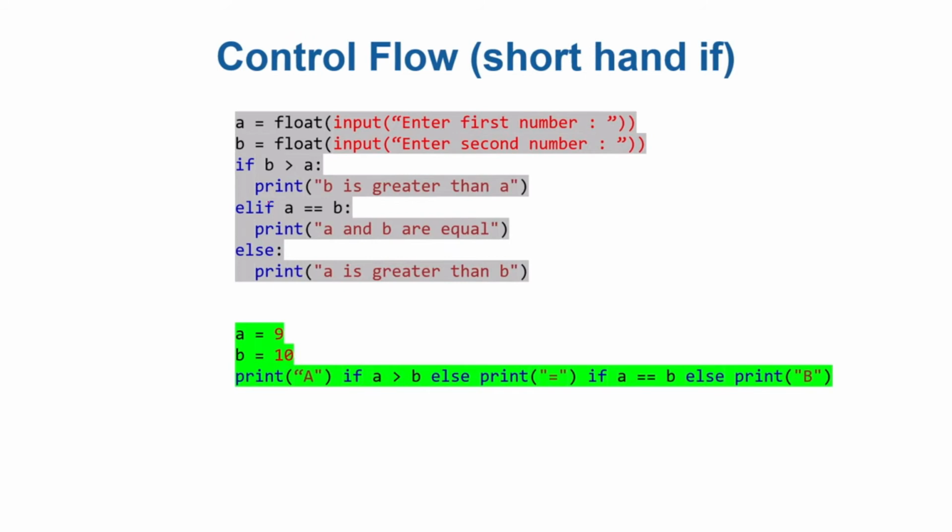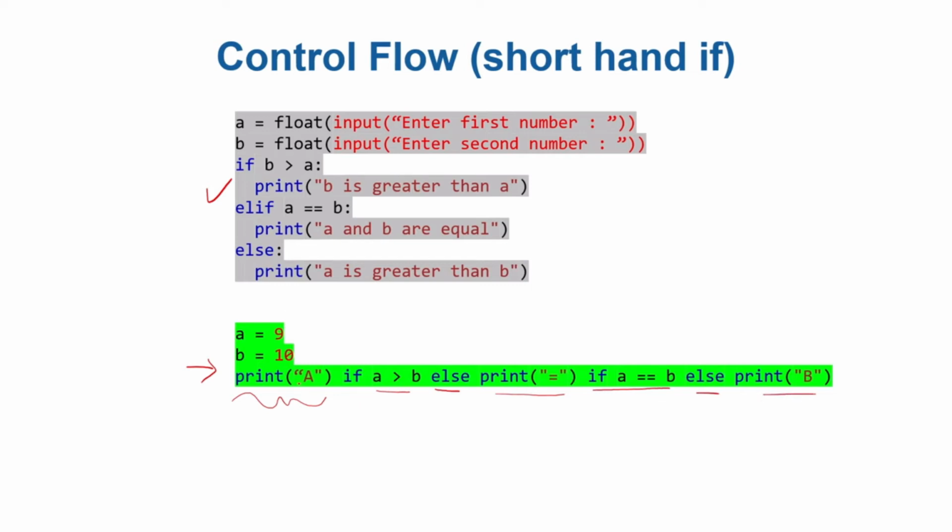Okay, one way of writing this if, else kind of structure, there is a short form as well, which is written down here in this green color, for example. This is the same code that we saw in the last video, but that's the short form. Let's say A equals 9 and B equals 10, then print A if A is larger than B. Else print this particular thing if A is equal to B, else print that. This is exactly the same kind of structure.